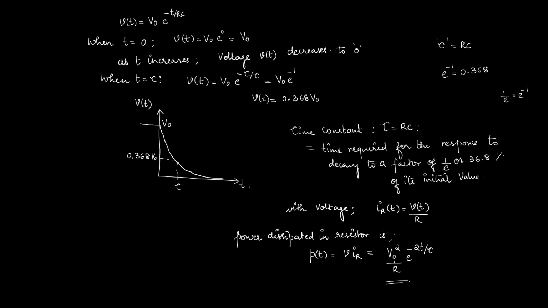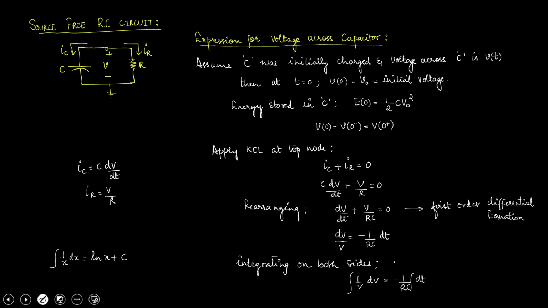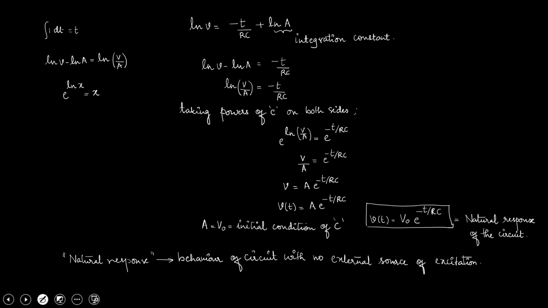So if they ask you to derive the expression for voltage across the capacitor in a source free circuit, you have to derive for V of t equal to V0 e power minus t by RC, which corresponds to the natural response of the circuit. That is, the voltage decreases exponentially because of the energy stored in the capacitor.